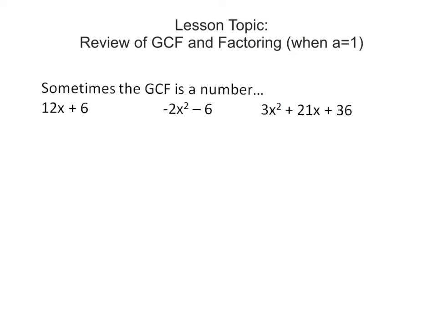The lesson topic for this video is review of GCF and factoring when a equals 1. So first of all, let's remember that a GCF is a greatest common factor. A greatest common factor means that we are going to try to take the greatest, meaning largest or biggest, factor that's common between all terms, every single term, and we're going to factor it out, and it's kind of like the opposite of distributing.